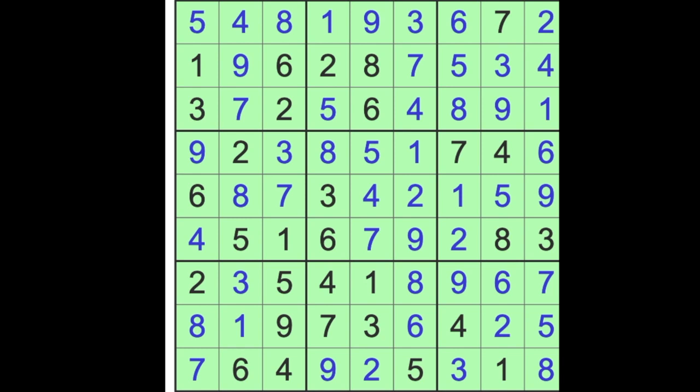our Los Angeles Times easy level game for Sunday, I guess, but it's Monday here that I'm playing the game.